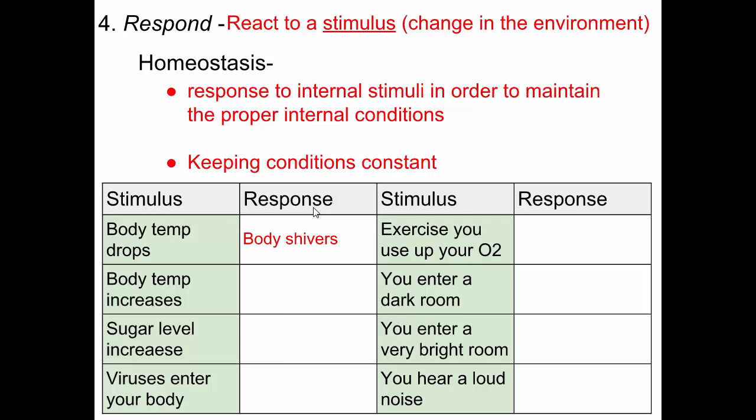Well, what happens if your body temperature starts to rise and your body temperature is going above 98.6? You sweat. Sweat is drops of perspiration that form on your skin. When they evaporate, they actually cool you down, and that helps to bring your body temperature back down. So this is your body responding to changes.